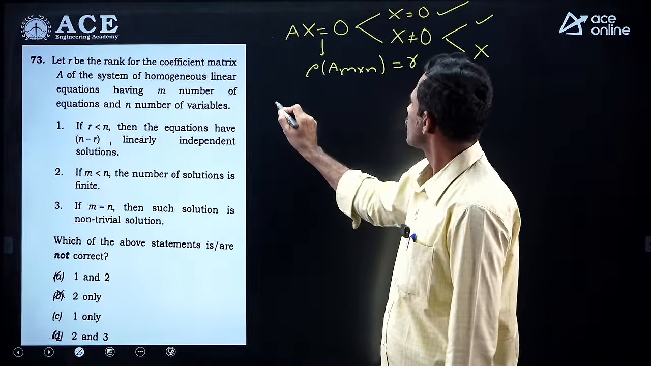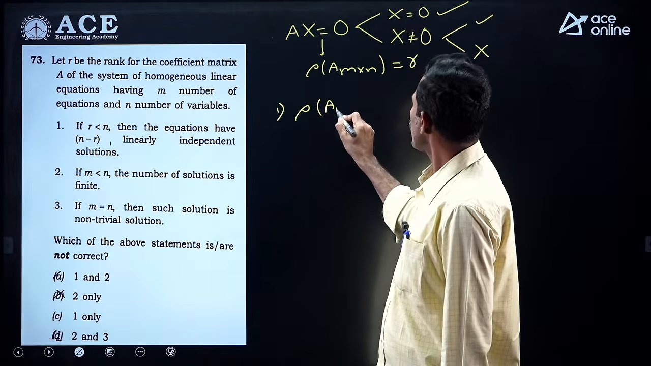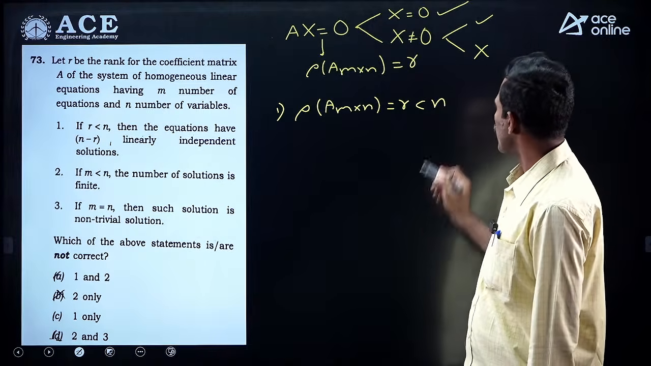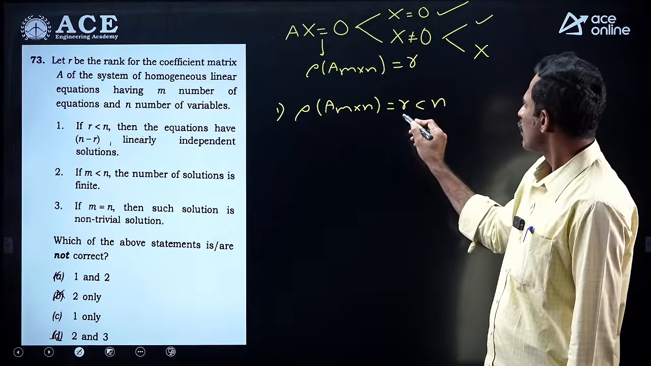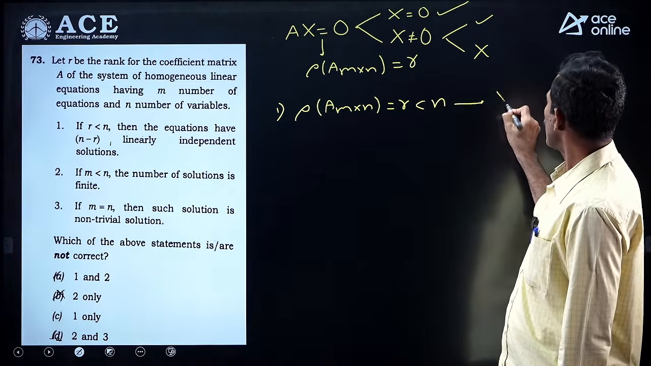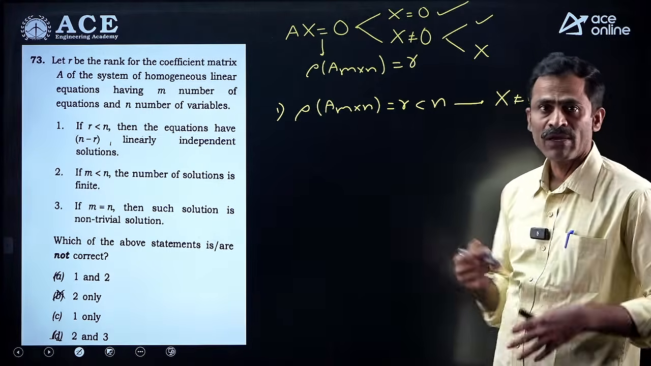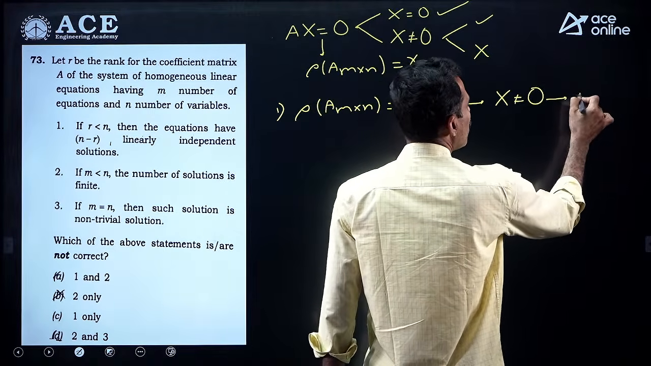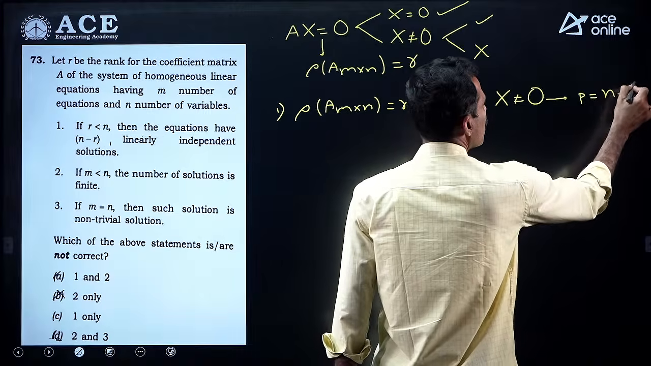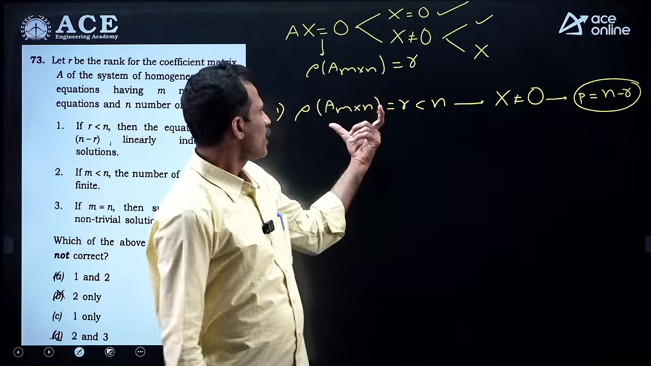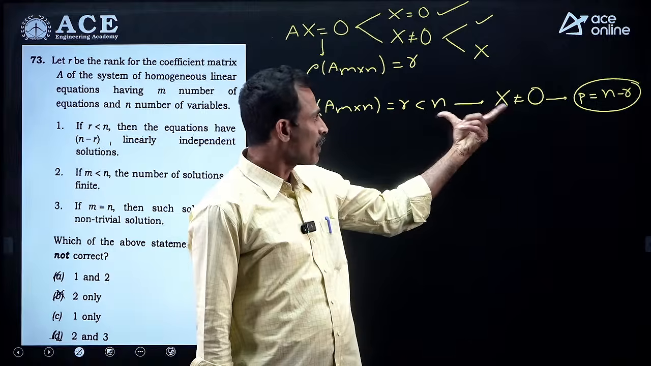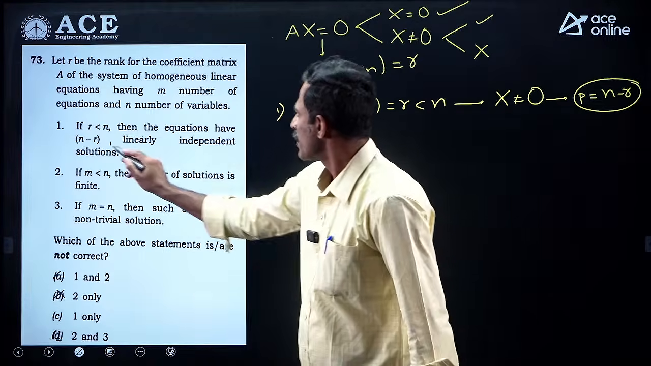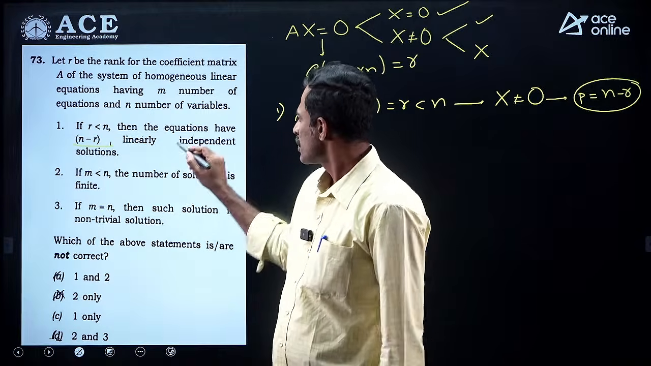R less than n: rank of A, m cross n, equals R, and R is given to be less than the number of variables. Whenever the rank of A is less than the number of variables, the system will have infinitely many solutions. But out of all the solutions, some are independent. The number of independent solutions is given by n minus R. Out of many solutions, this number are independent solutions. Here it is also given as n minus R. So this statement is correct.